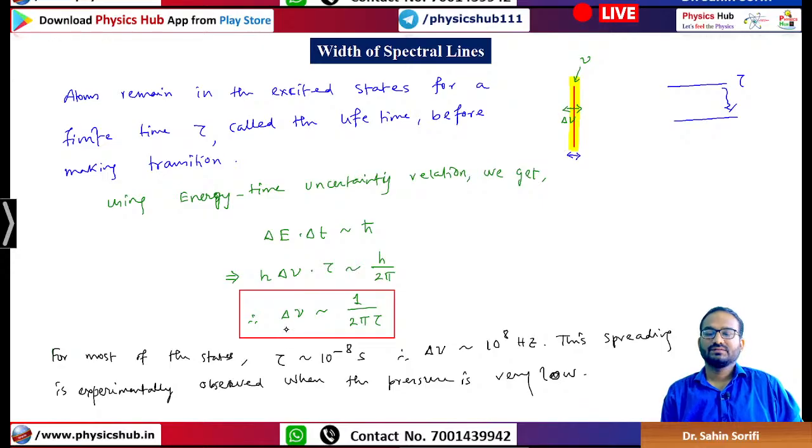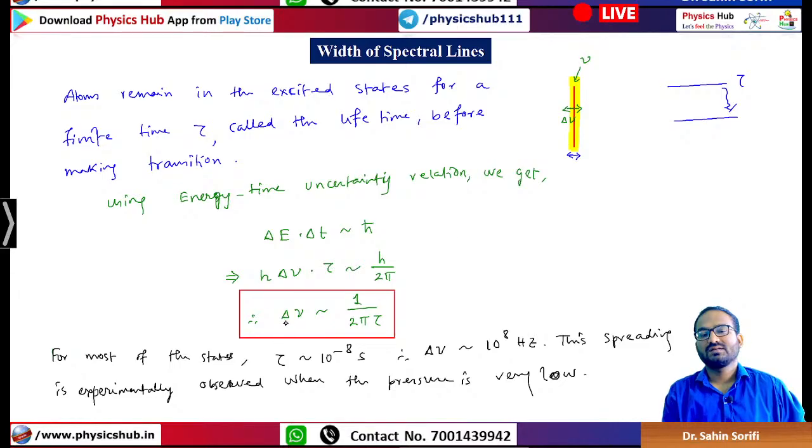Now, if you are considering some gas, this spectral line, let's say for sodium gas, with sodium light we observe this spectral line, right? So it must be contained in some gas, so some pressure will be there. Now this broadening can originate by different methods. This delta nu which you got is known as the natural broadening.